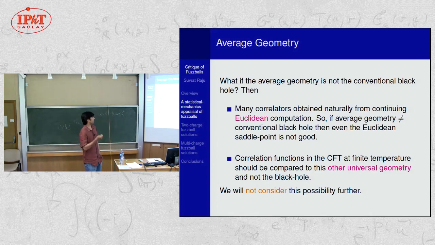Second, if someone says that the average geometry is not the black hole geometry, then in AdS/CFT it would mean that correlation functions in the conformal field theory should be compared to averages computed in this other universal geometry, whatever it is.